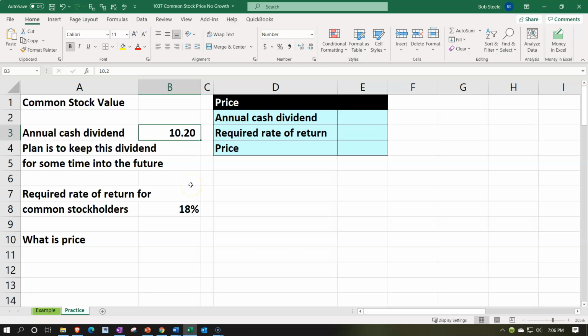We're going to say that the annual cash dividend is $10.20. And the plan is to keep this dividend for some time into the future. That's usually an indication that you're talking about a type of company that has been somewhat established. They're not really seeking massive, rapid growth like a startup type of company, but they are maintaining their earnings, and therefore they're going to be maintaining a standard dividend.